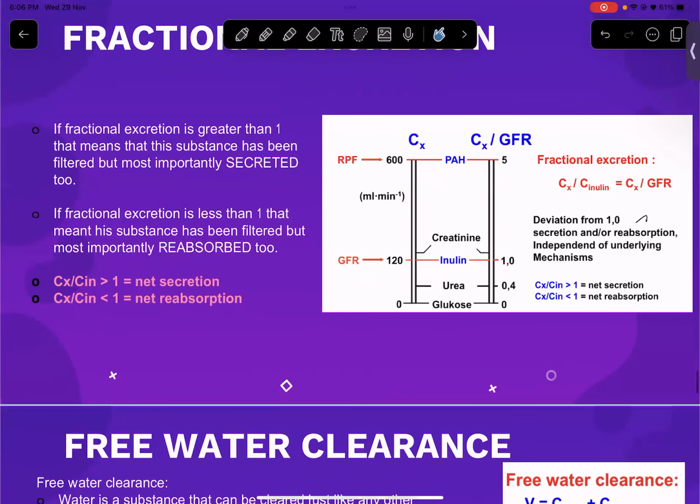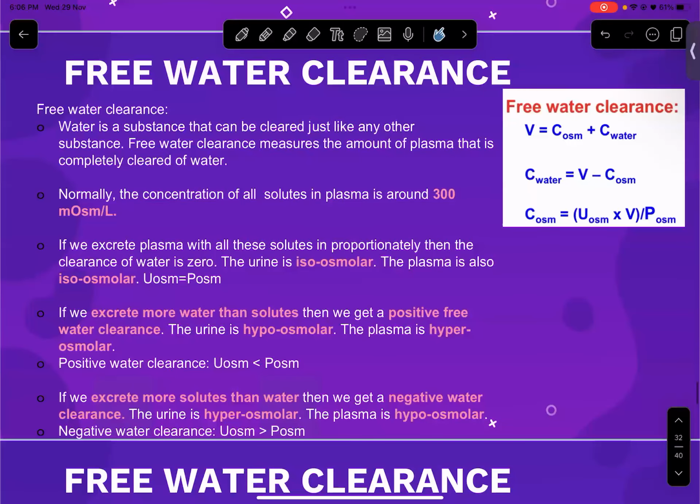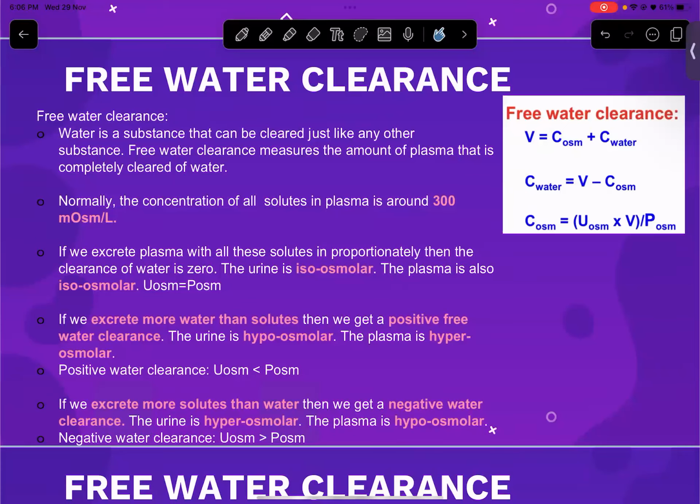Okay. The final concept that we will go over is the free water clearance. Now, water is a substance just like any other solids that we have, and therefore, we consider that there's also a water clearance for it. So the free water clearance simply measures the amount of plasma that is completely cleared of water. We have a certain amount of plasma, and the water got cleared out, and it's now in the urine, and that's what we call the free water clearance.